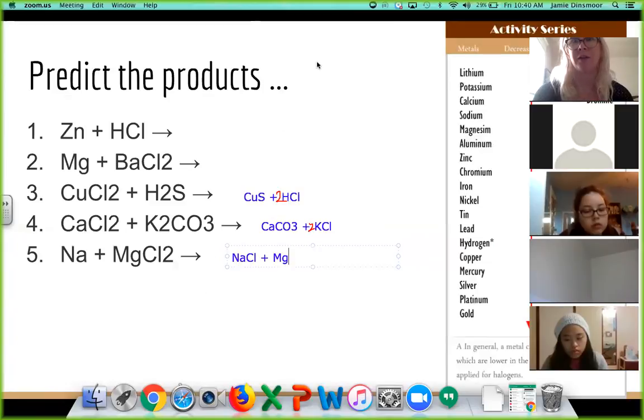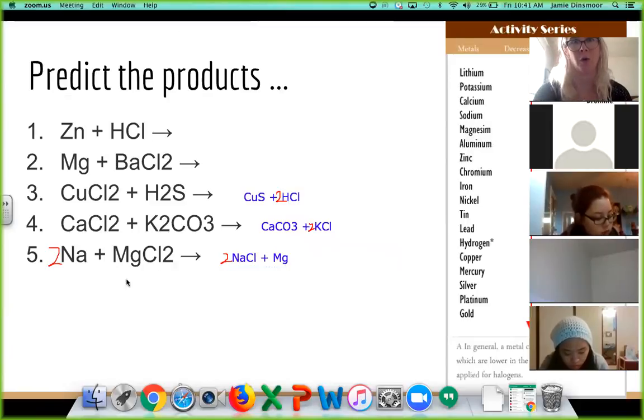Now we just need to balance. So looking at our left side of the equation, I see 2 chlorines. Here I only see 1, so we definitely need to put a 2 here. And then that means we need to put a 2 in front of our sodium on the left side as well. So we have 2 sodiums on each side and 2 chlorines on each side.